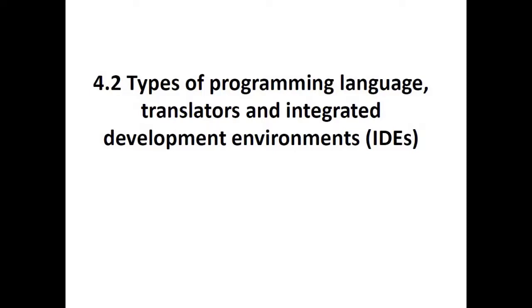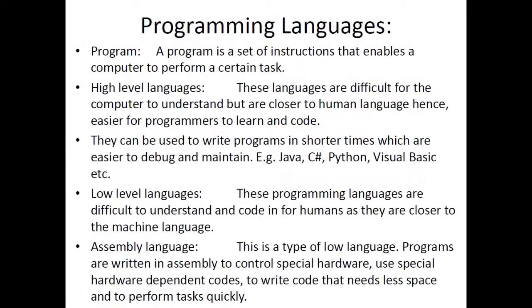Today we are going to discuss section number 4.2, types of programming languages, translators and integrated development environments, IDEs. Program. A program is a set of instructions that enables a computer to perform a certain task. Now, in order to write a program, you need to know or use some programming language. A programming language is basically the language in which you can write some code for the computer to act upon.